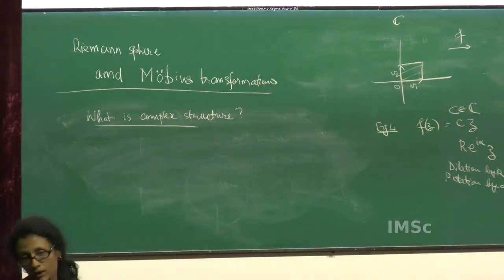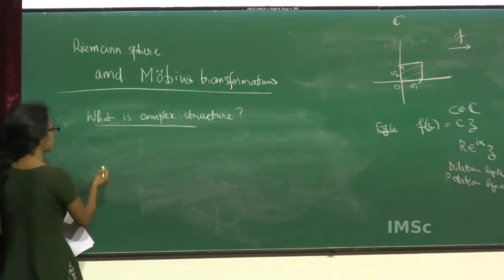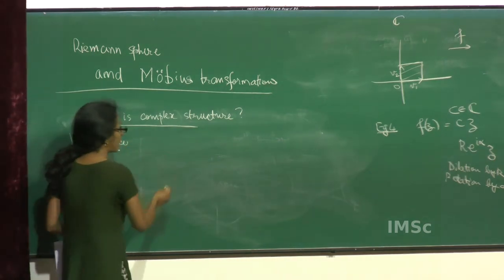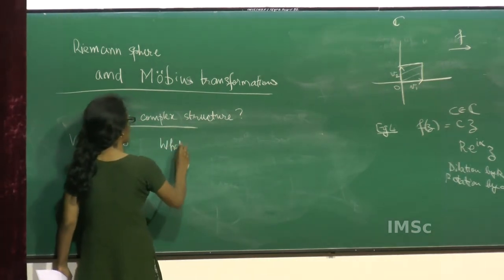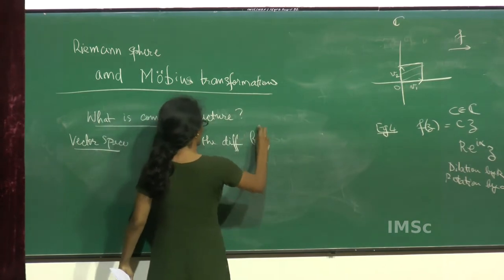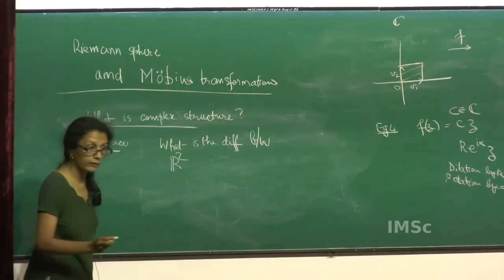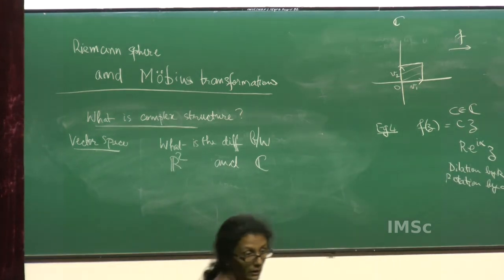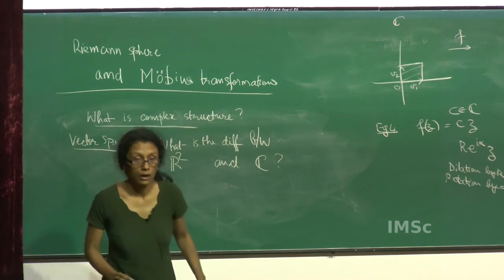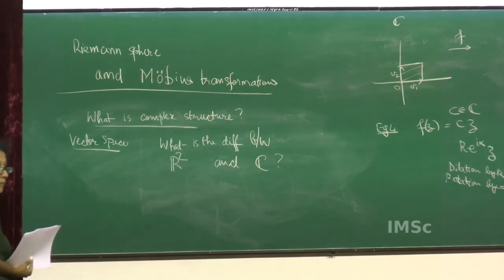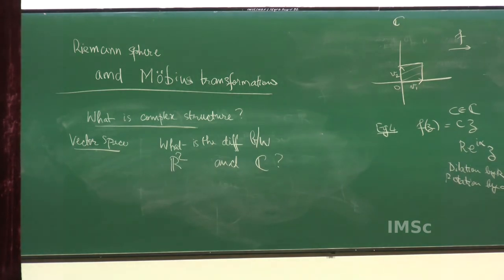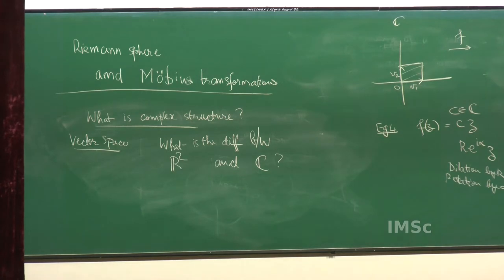So I'm assuming everyone has seen some linear algebra. First I'm going to answer this question about what is a complex structure on a vector space by asking you the question, what is the difference between the two-dimensional real vector space and the one-dimensional complex vector space? What is the difference between these two? Yeah, I think we are going to be working at a more elementary level. So if you've seen this before, let others answer.